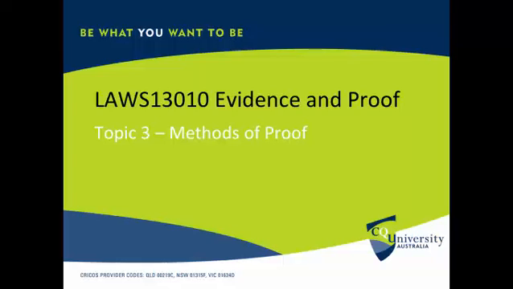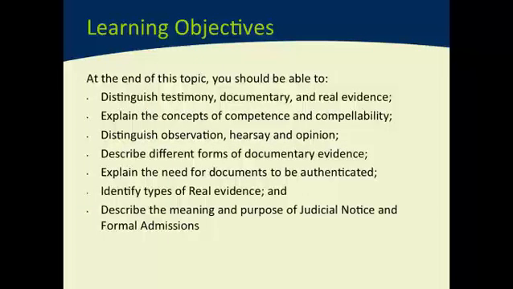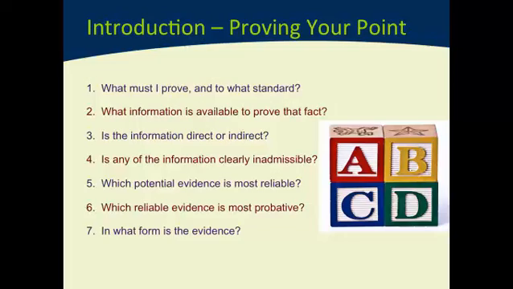So what we're going to look at first up is a method for putting together a case. Then we're going to look at the difference between testimony, documentary and real evidence and what each of them can prove. We're going to look at the concepts of competence and compellability. We're going to look at observation, hearsay and opinion evidence and look at why hearsay and opinion evidence are generally weaker than observation evidence. We'll look at the different types of documentary evidence. We'll look at the third type of evidence, generally called real evidence, and the different types that's broken down into. And finally, we'll revise some stuff that we talked about last week about judicial notice and formal admissions. So let's begin.